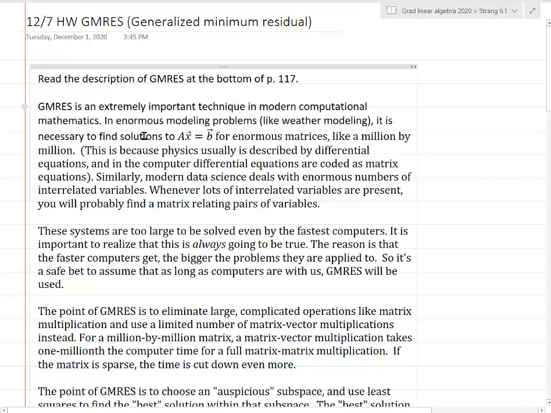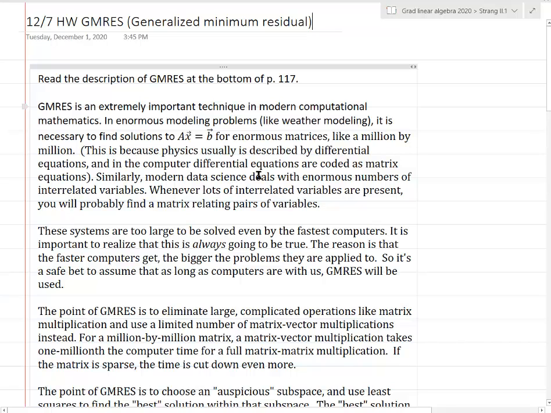Okay. All right, so the reason why this problem is important in weather modeling is because physics is usually described by differential equations, and in the computer, differential equations are coded as matrix equations. So when we get to numerical analysis next year, if you take that next year, you'll see that all that we've talked about matrices really also carries over when you talk about the numerical solution of differential equations. A very, very useful material that we've done.